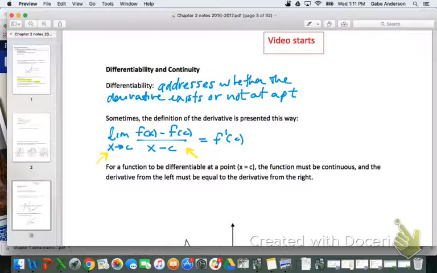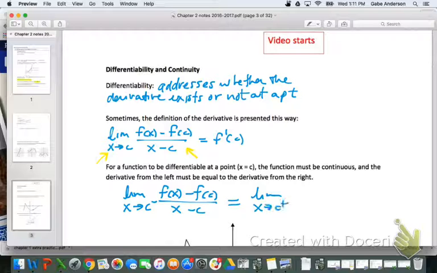The next little point here says for a function to be differentiable at a point, the function must be continuous and the derivative from the left and the derivative from the right must be the same. So one way of looking at that would be to say this: limit as x approaches c from the left of our difference quotient must equal the limit as x approaches c from the right of our difference quotient. This is just saying that the derivative from the left and the derivative from the right need to be the same.